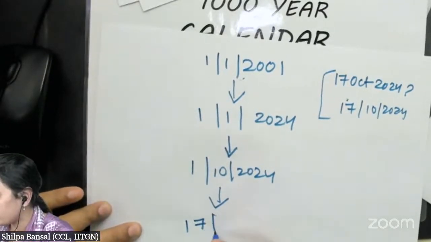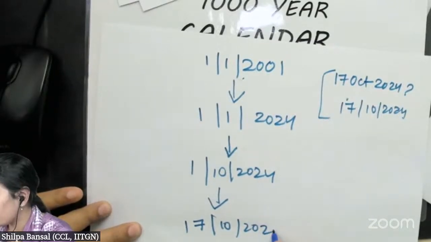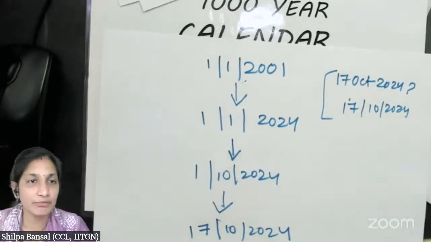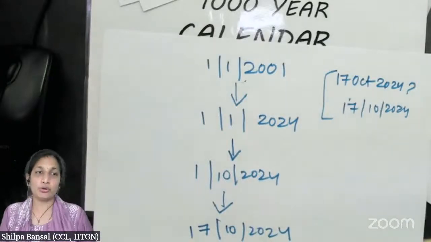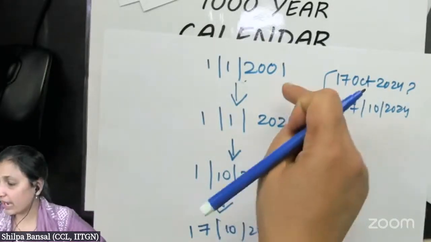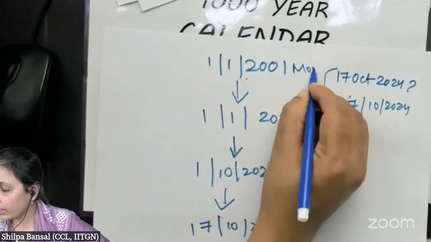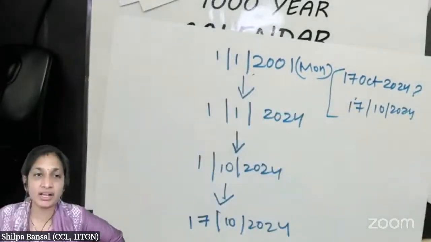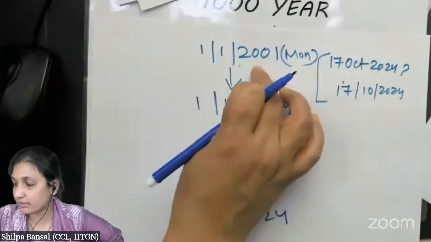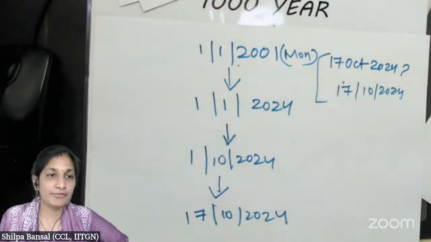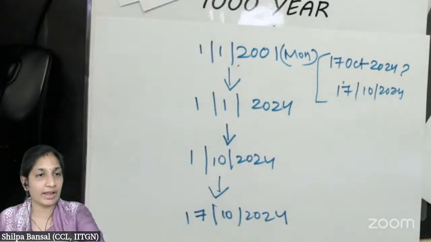17/10/2024. So this is my flow chart, where I will go. Okay. So from 2001, I know this one. So if you know any day anywhere, you can make a flow chart. Any day, I know this one. So I am moving ahead. If you know another date, you can move according to that only.